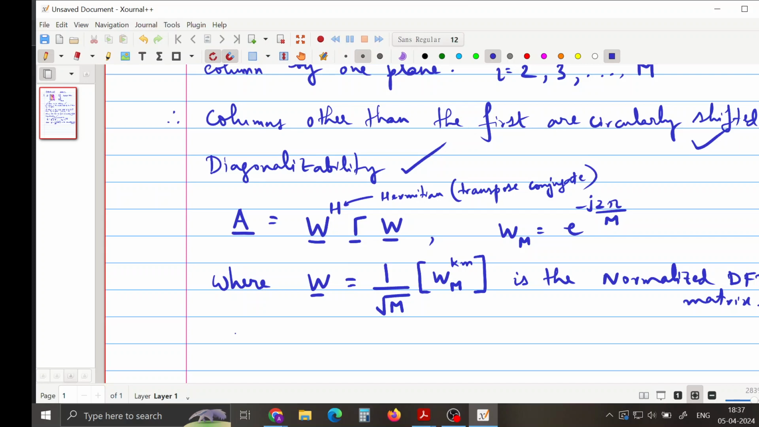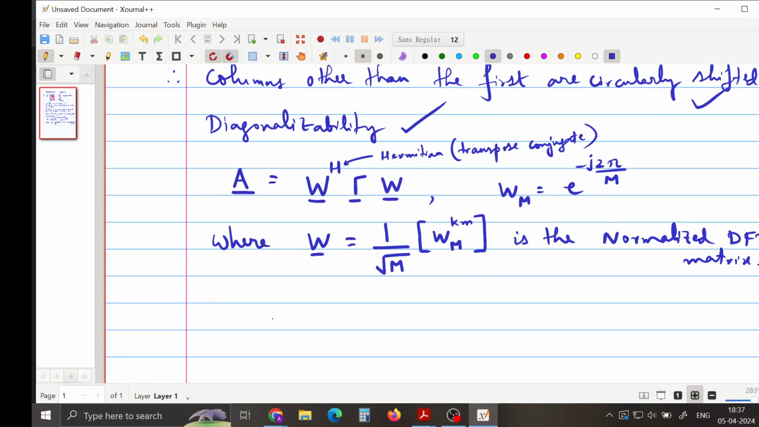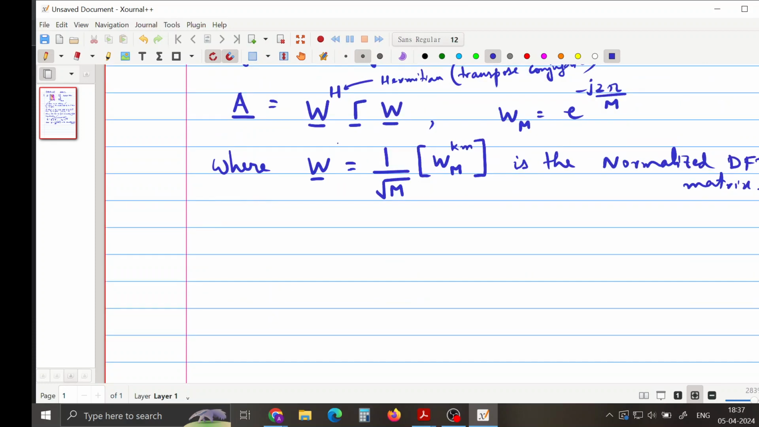Okay, and so this is the W matrix. And what about the second matrix, which is this gamma? So this gamma is actually a diagonal matrix. So that's why the diagonalizability is being satisfied. So this matrix A can be expressed in this form, where the matrix sitting in the middle in the product of three terms turns out to be a diagonal matrix.